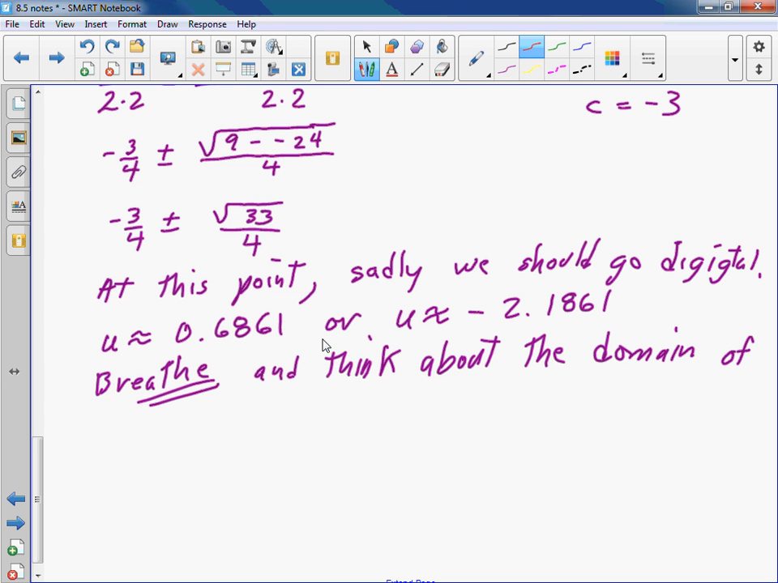Okay, so instead of saying U equals that, we say cosecant x is approximately equal to 0.6861, or cosecant x is approximately equal to negative 2.1861. Okay, now we got to keep going. You can't really check that in your calculator, can't compute that. So what happens in our calculator? What do we got?